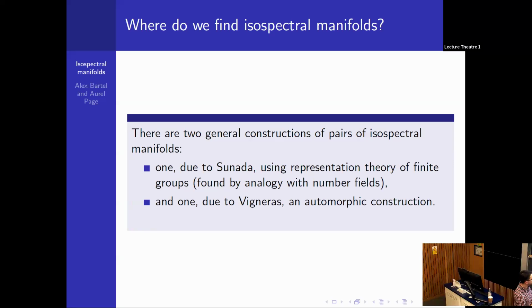And the other construction is due to Vignéras, and that's essentially an automorphic construction. It uses automorphic forms. That's quite a bit more complicated, but also it's less well understood, in the sense that Sunada gives you a recipe, and if your scales are correct and you've measured all the quantities correctly and mixed them in the order that Sunada tells you, you will get a pair of manifolds that are isospectral for all i.